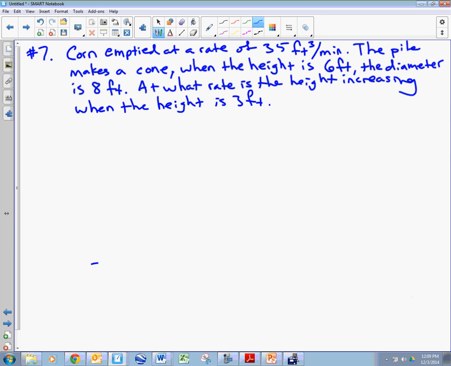Basically, the problem that I give you is too easy, and so we need to do a harder problem in order that you can have success on your homework as well as your test. It says in your book that the diameter is always twice the height. We're going to change that. We're going to say that when the height is 6 feet, the diameter is 8 feet. And then at what rate is the height increasing when the height is actually 3 feet?